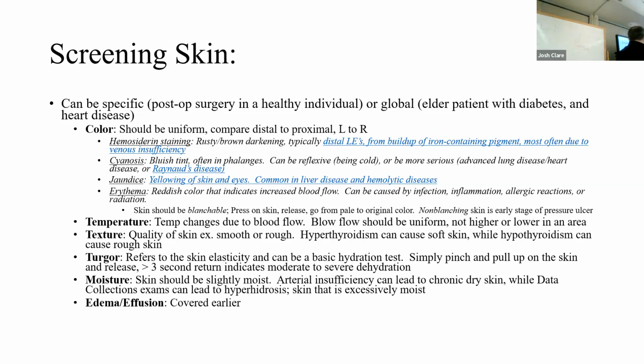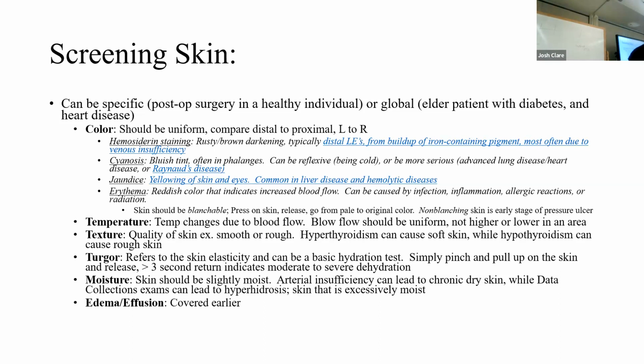Moisture, skin should be slightly moist. Arterial insufficiency can lead to chronic dry skin. Arterial insufficiency means what? Blood flow out from the heart to the rest of the body. Why would that cause dry skin? Not getting blood flow to the skin. Blood flow also contains all moisture and water and other nutrients.